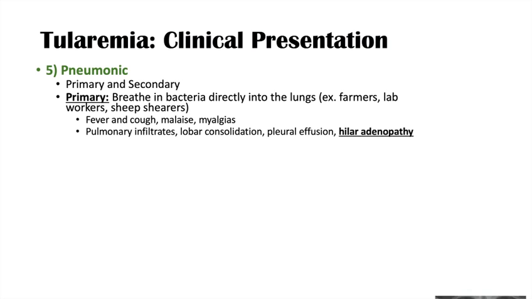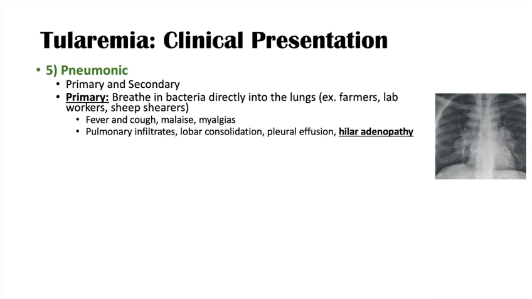And if we were to take a look at a chest x-ray, we can see pulmonary infiltrates, lobar consolidation, pleural effusion, and we can see hilar adenopathy. So we can see hilar adenopathy here. It's actually bilateral. It may actually look like sarcoidosis, but you can see hilar adenopathy with pneumonic tularemia.